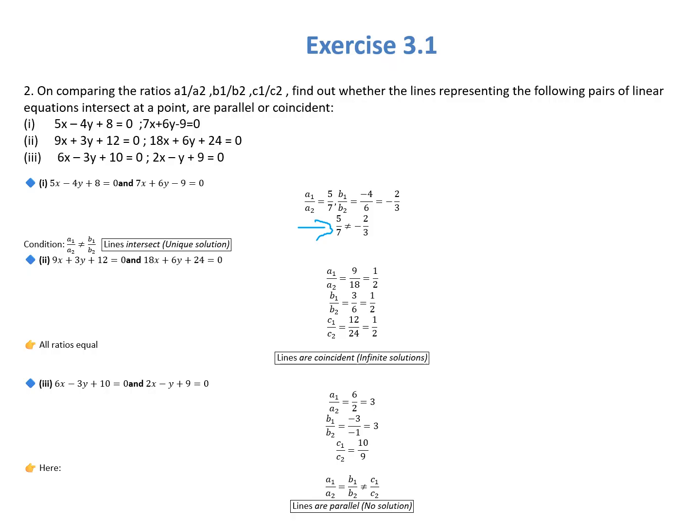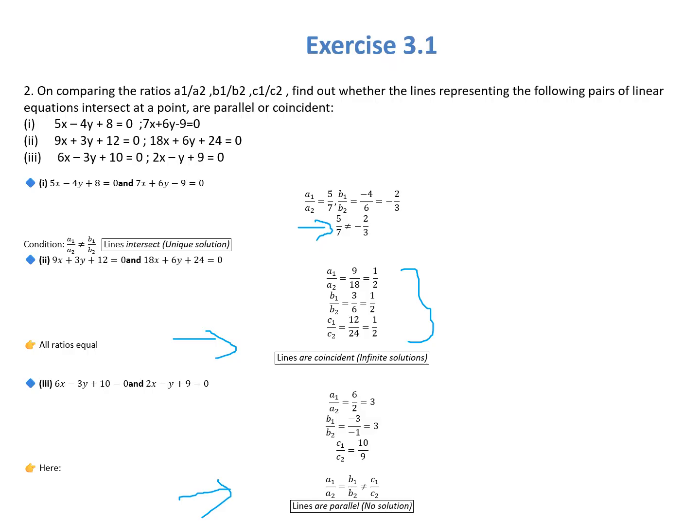In the second equation also, when we apply the same logic, A1 by A2, B1 by B2, and C1 by C2, we find that all three of them are equal. Basically, these are lines that are coincident and have infinitely many solutions. In the third equation, we find that A1 by A2 is equal to B1 by B2, but it is not equal to C1 by C2, which means the lines are parallel and there will not be any solution.